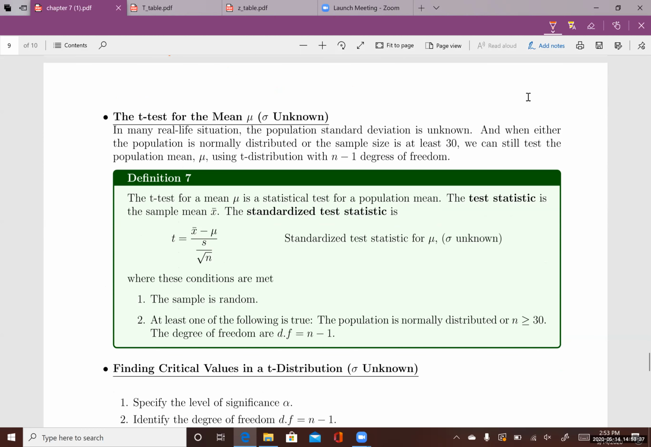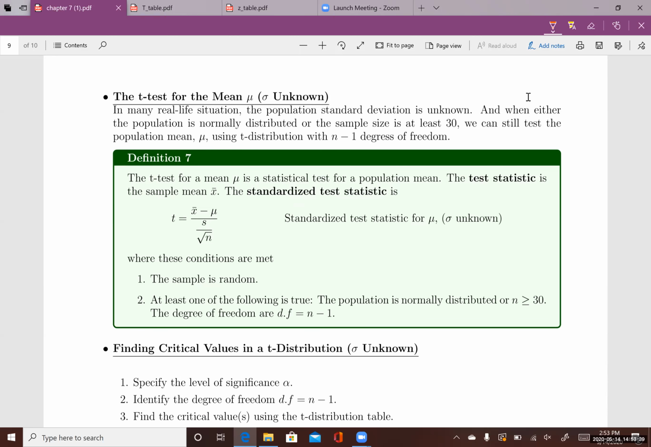When sigma is unknown, then again, as a reminder, you need to use a different distribution. And one of the distributions we can use is the t-distribution, or Student's distribution. And before we can use the t-distribution, again, you need to make sure that some of the conditions are satisfied. First, the sample has to be random. Second, either the population is normally distributed or the sample size has to be at least 30.